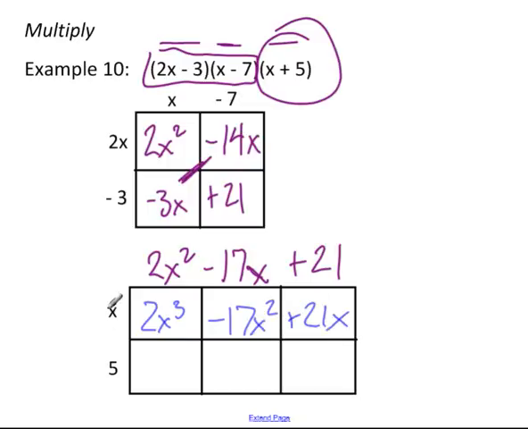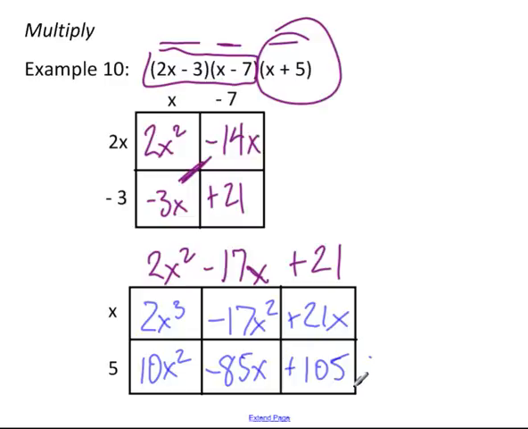It's always nice just multiplying by the x because all we have to do is make our powers go up by 1. And then we move on to the 5. We got 10x squared here. What's that come out to be? Minus 85x. And positive, what's that, 105? Nice.